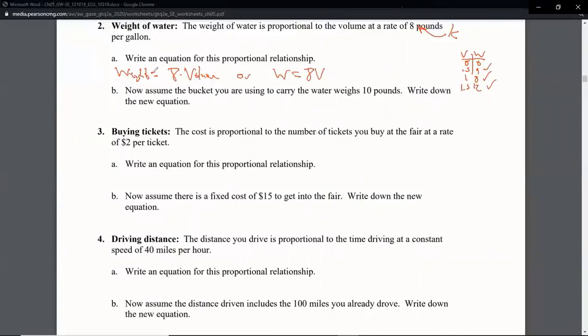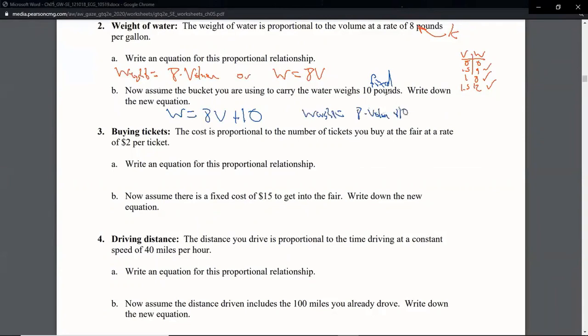Part B, now we're going to assume that we have that bucket. So we're talking about the weight we're actually holding, and that bucket weighs 10 pounds. So all we do is have this be the fixed amount, and we add it to the variable amount. So now our weight is 8V, the variable amount based on the water itself, and then we add the bucket, which is always 10 pounds no matter what. The bucket doesn't change weights. It's the water that changes weight.